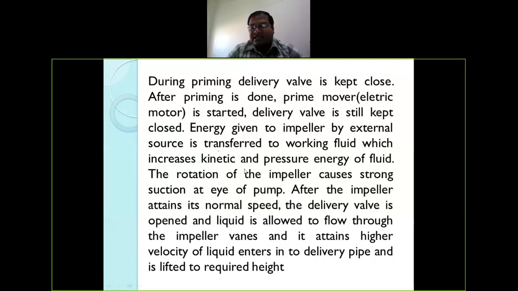Then we have to provide some energy to the impeller by an external source, and then it is transferred to the working fluid. Because of that, kinetic and pressure energy is generated. Rotation of the impeller also causes strong suction at the eye of the pump. Means it attains some speed, and because of that, what will happen? Whatever flow is there, it will pass through the impeller vents, and it also attains some velocity and tries to enter the delivery pipe. And at that time, you have to open our delivery valve also.